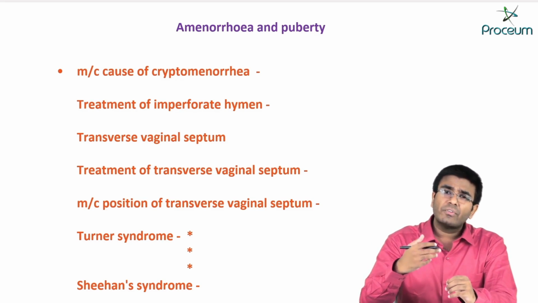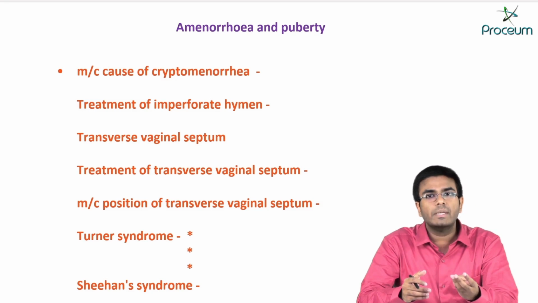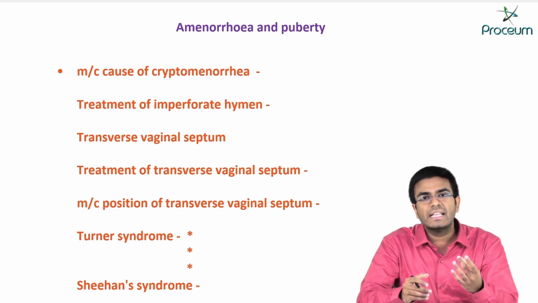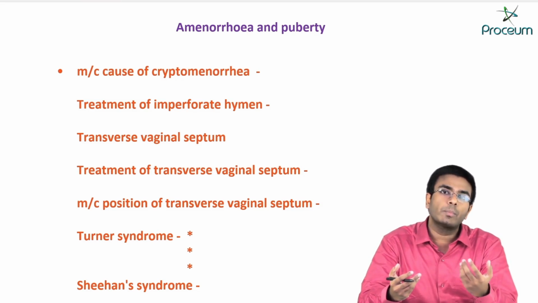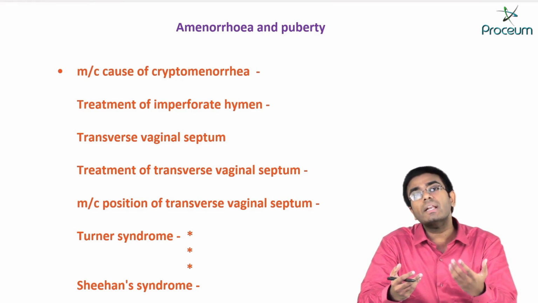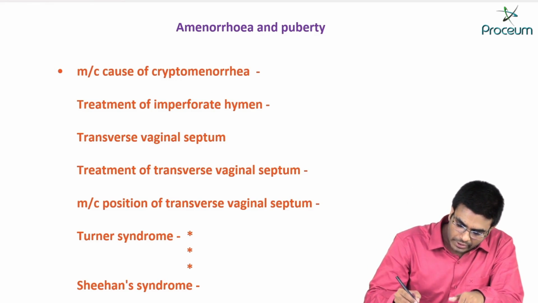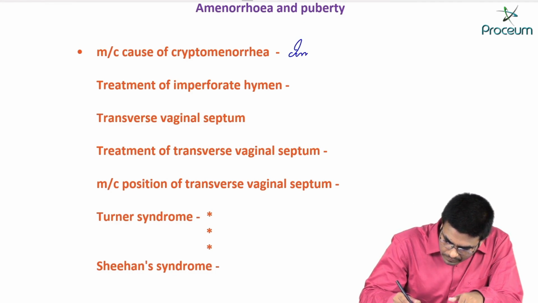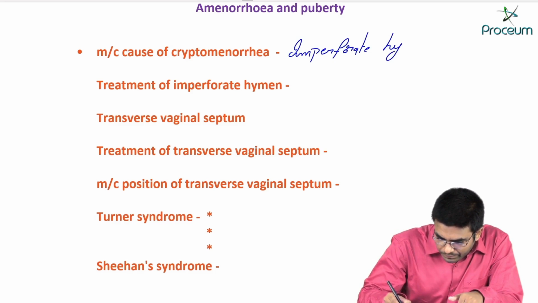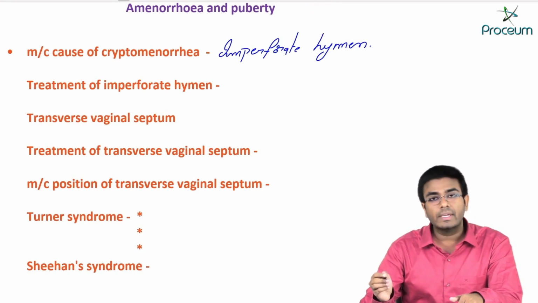So there are different causes of cryptomenorrhea. What are the different causes? For example, imperforate hymen, cervical stenosis, vaginal atresia or transverse vaginal septum. These all can cause cryptomenorrhea. But out of all these, what's the most common cause? The most common cause of cryptomenorrhea is imperforate hymen.